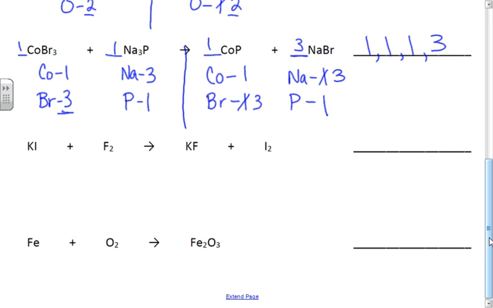Now, you can approach this, and some of you will be able to just kind of look at it and see what doesn't match up. We're still going to start with our dashes here.